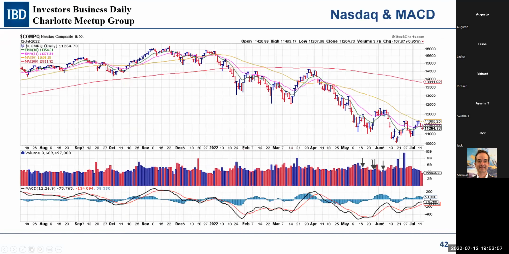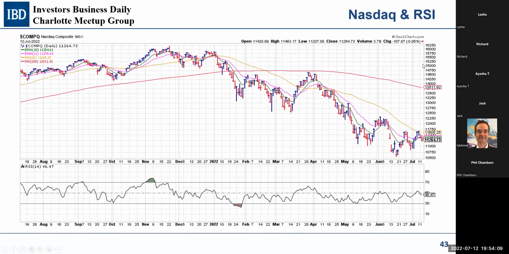All right, and we have the NASDAQ and the MACD. The MACD is technically on a buy signal here, but maybe rolling over on this next downward move. And this is interesting too. The NASDAQ never really has reached an oversold level. Early in the year it did, based on the RSI. So we're nowhere near oversold at this point. Something to consider there.